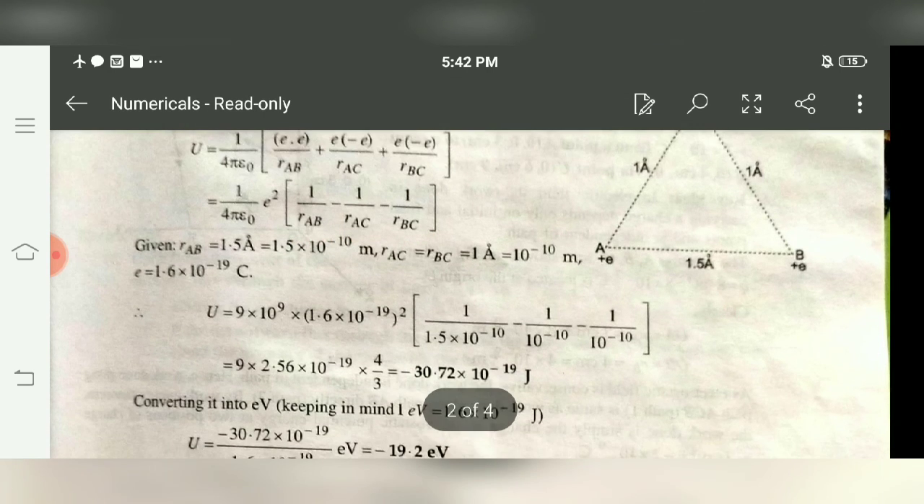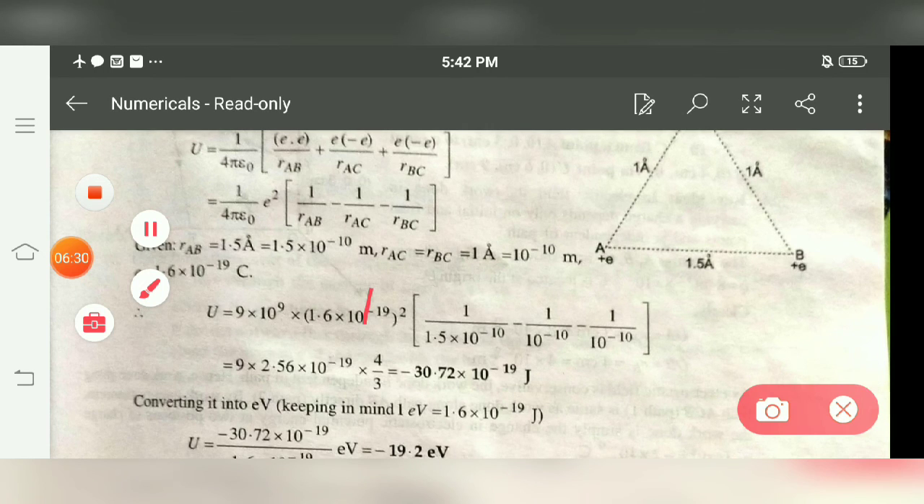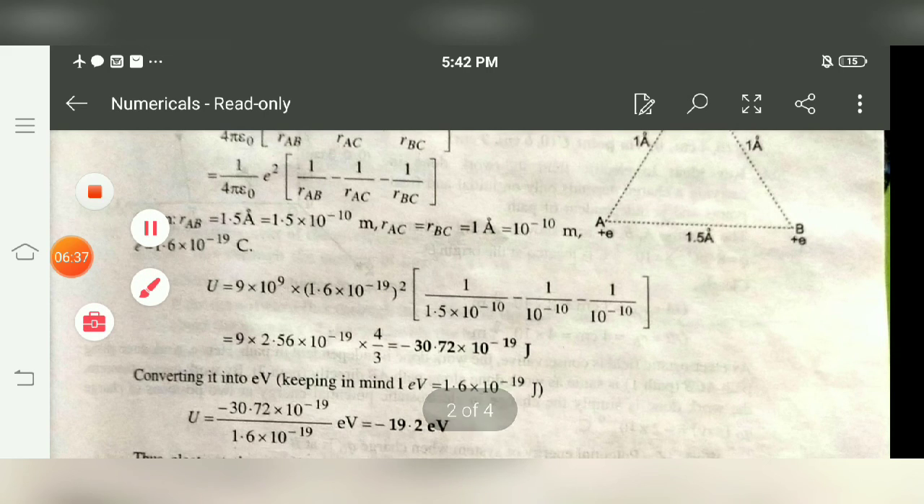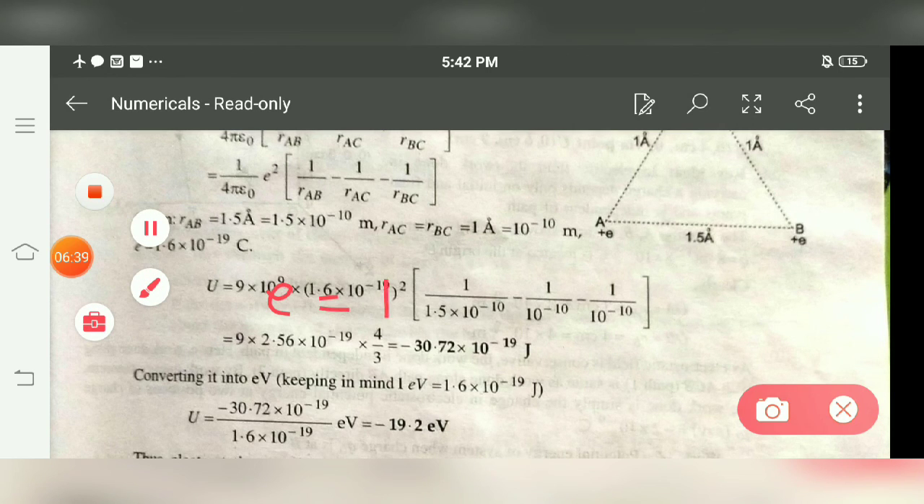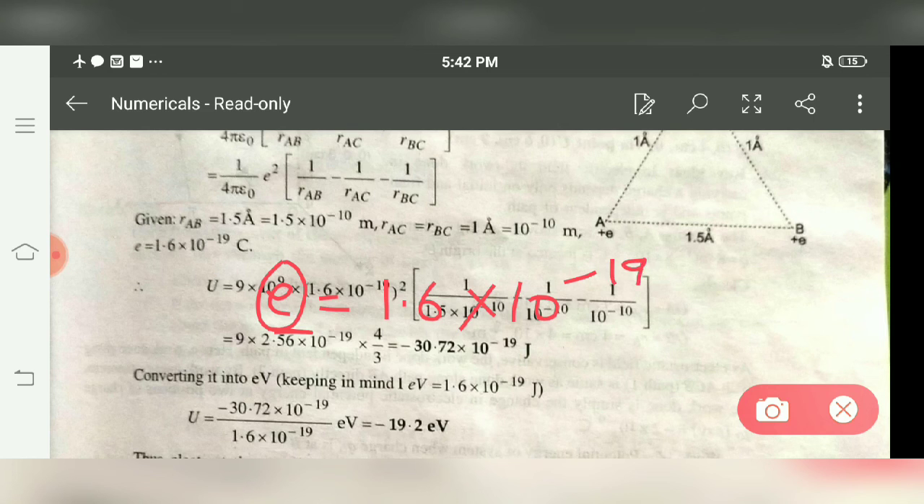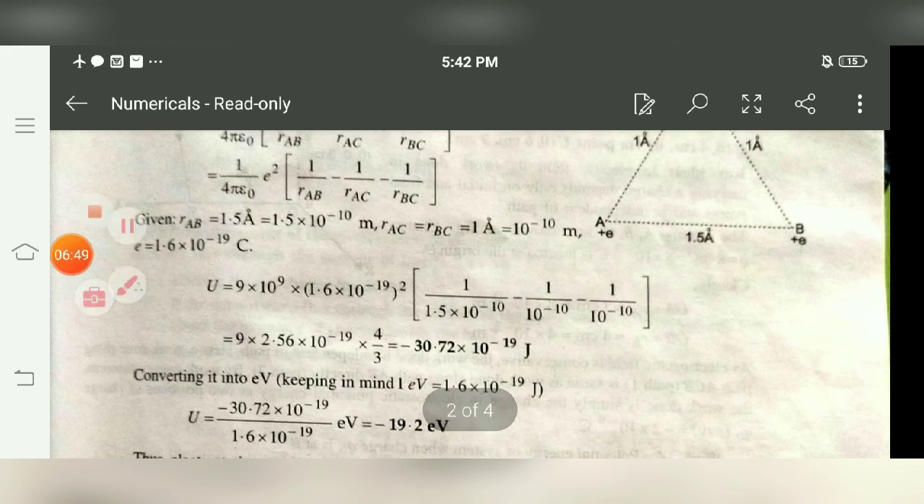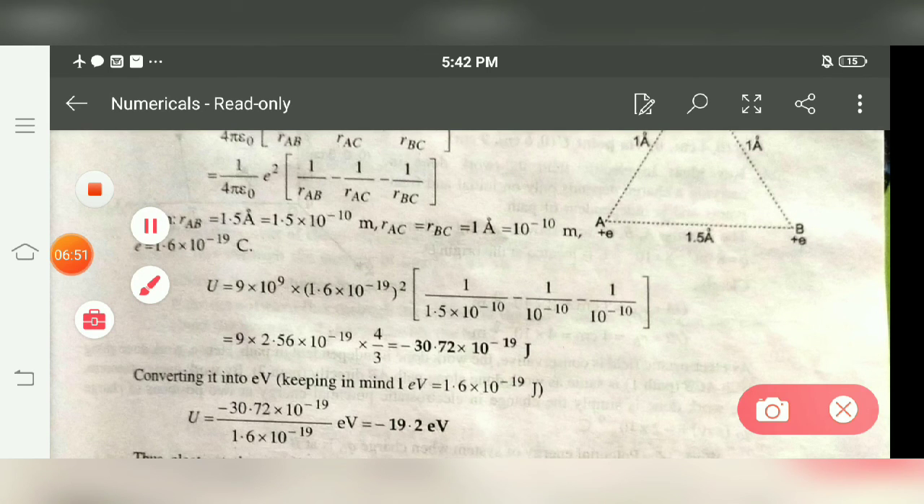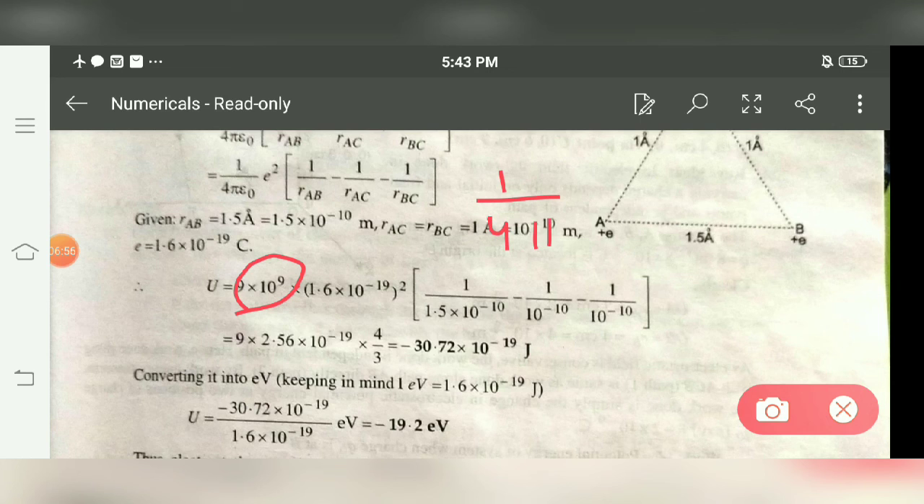Then if we convert angstrom into meter, 1 angstrom equals 10 raised to power minus 10 meter. And the value of charge on an electron is 1.6 times 10 raised to power minus 19 coulomb. By substituting these values, we get what? 1 by 4 pi epsilon naught equals 9 into 10 raised to power 9.